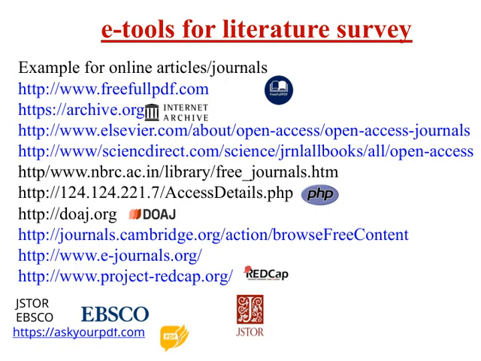Now, let's look at some useful online resources for accessing articles and journals. These websites are excellent for finding scholarly literature across various fields. For example, freefolpt.com offers a wide range of free PDFs of research papers, making it easier to access important studies without paywalls. Archive.org is another valuable resource.